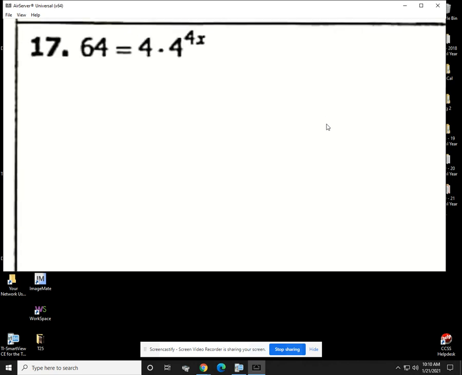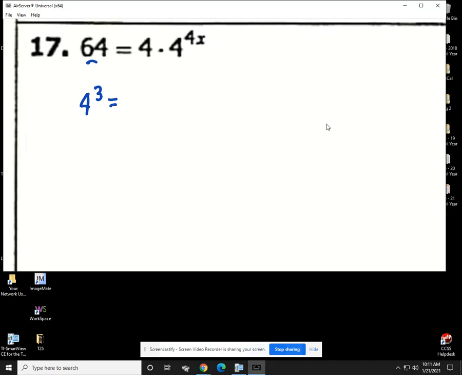Look at 17. Again, my first thought is, looking at the right side, I see some bases that are 4. So I think, can I make 64 a 4? Let's see. What's 4 times 4? 16 times 4. There it is. We can make 64 have a base of 4. 4 cubed. Exactly, we can. So I'm going to change 64 to be 4 cubed.